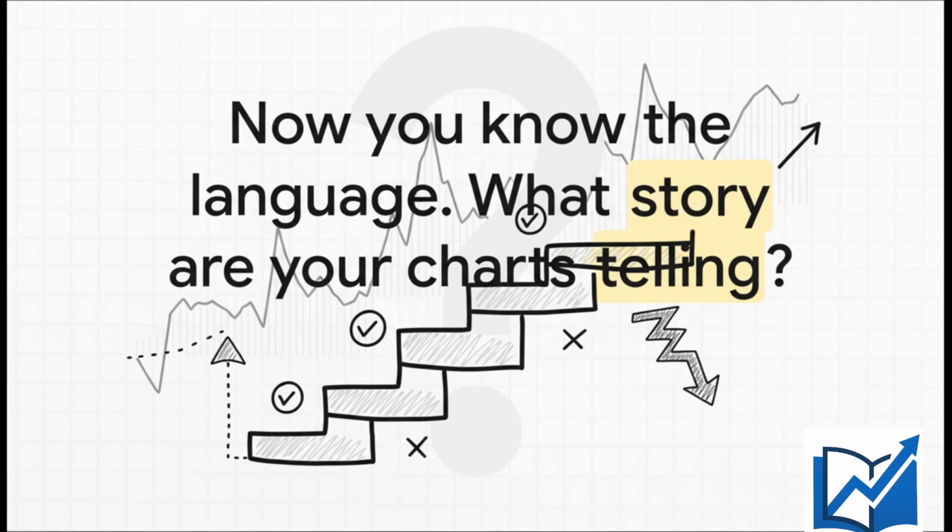So there you have it. You now have the basic building blocks to start reading the language of price for yourself. The next time you pull up a chart, don't just see a bunch of random lines wiggling around. Instead, look for that staircase. Identify the strong and weak points. Listen for the BOS and the CHOCH. Ask yourself, what story is this chart trying to tell me? Now it's your turn to go find out.